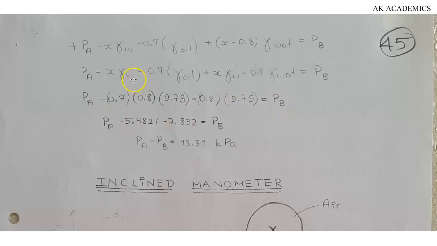Alright, you will notice that the X terms have disappeared. Hence, you can easily find our pressure difference, which is PA minus PB. PA minus PB would be equal to, after we have multiplied everything out, we'll take them to the other side, and that will give us 13.31 kilopascal. Again, I would like to encourage you to pay attention to the sign notations. When pressure is upward, you use a negative sign notation. When pressure is downward, you use a positive sign notation.